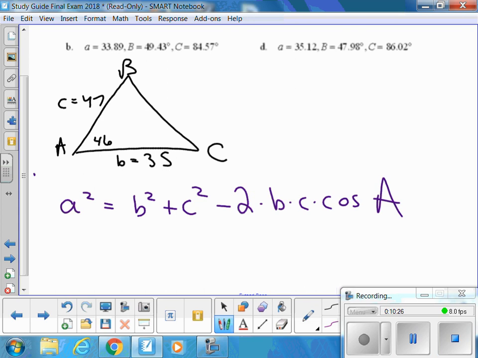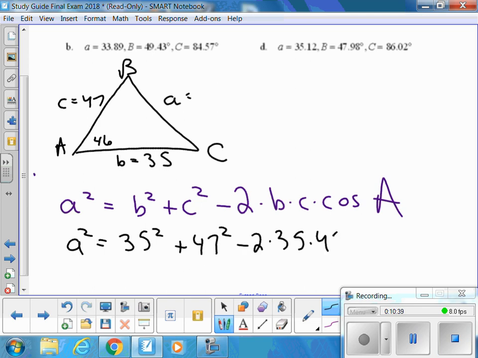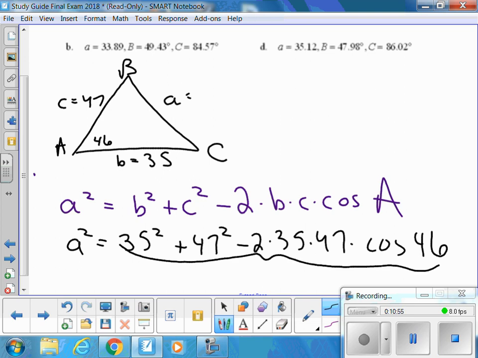All right, here goes nothing. Putting all of our numbers in. We're going to be solving for little a first, so we don't really know it. But we know little b is 35. We know little c is 47. And then we know cosine big A, cosine 46. So that's a really long formula, but the good news is these are the easy problems where you can just type in all this stuff at one time. And then whatever that number is, finish it with the square root.